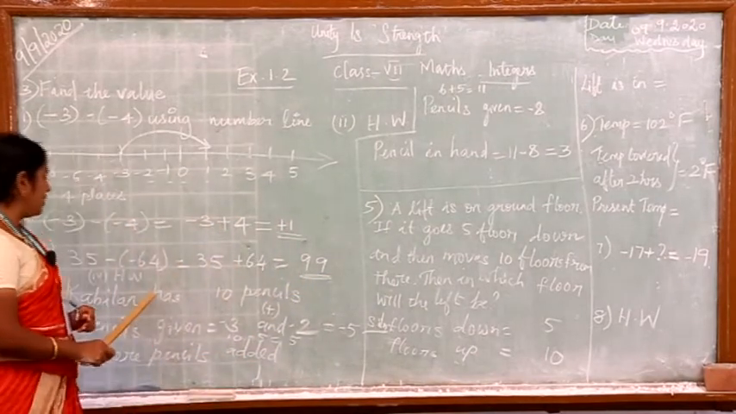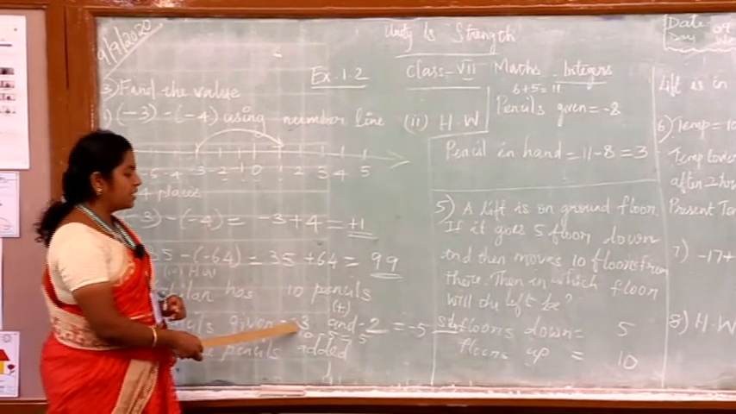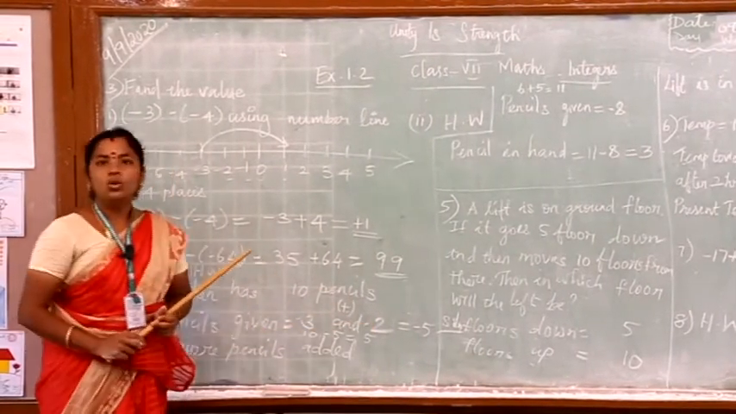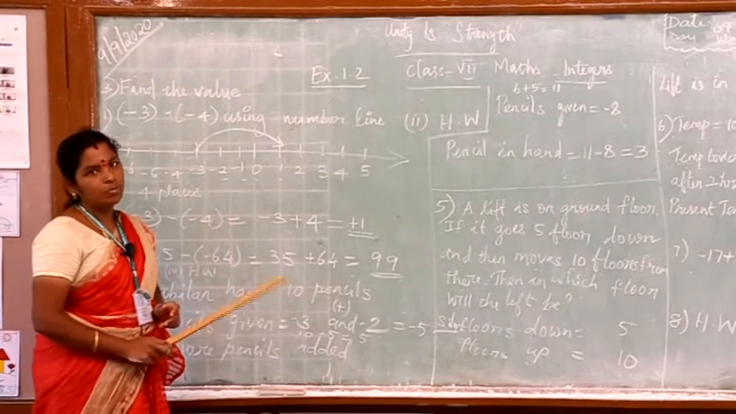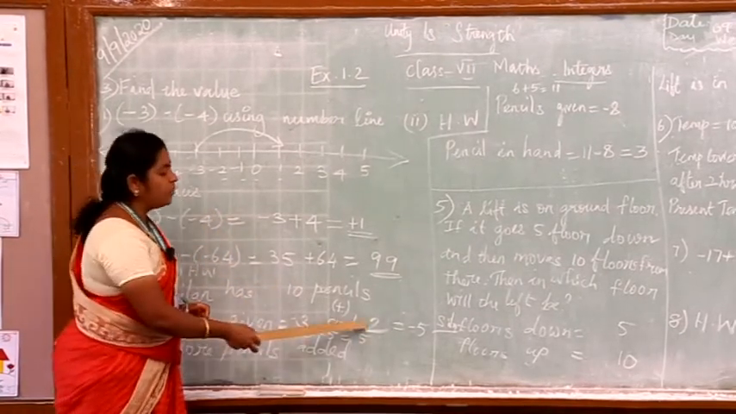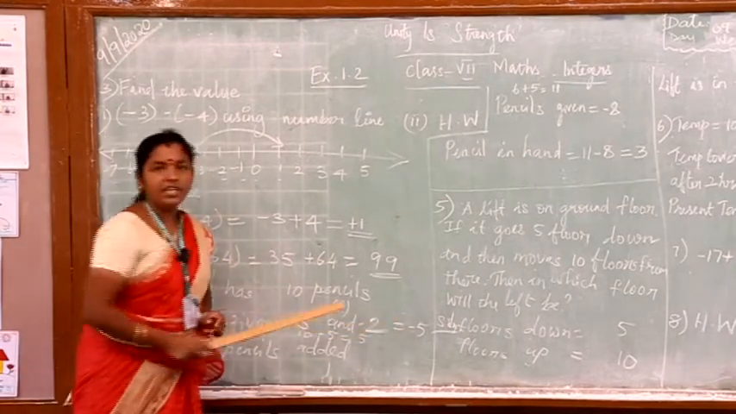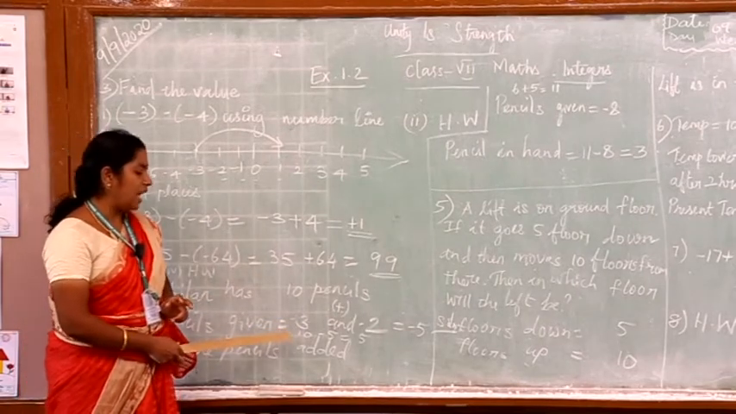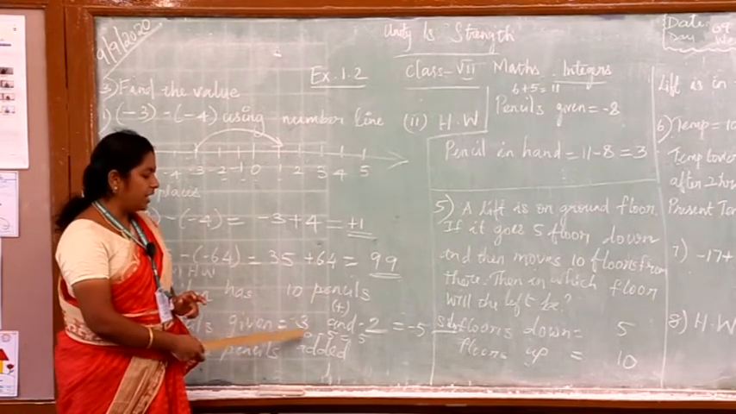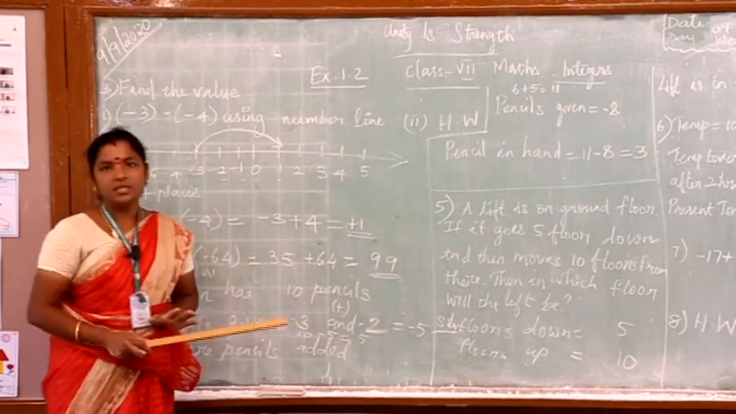Kabilan is having 10 pencils in his hand. He is going to give 3 pencils and 2 pencils to 2 friends of his. Whatever we are going to give, we are going to take the number as minus there. So, minus 3 and minus 2. How many pencils has he given now? Minus 5 pencils he has given totally. Now, how many pencils he has in hand we will see: that is totally 10 pencils. We are going to minus 5 from this. So, he is having 5 pencils in hand.